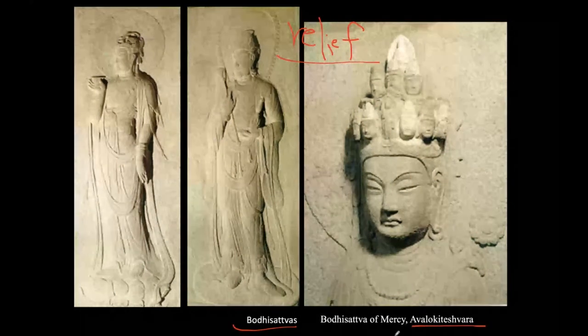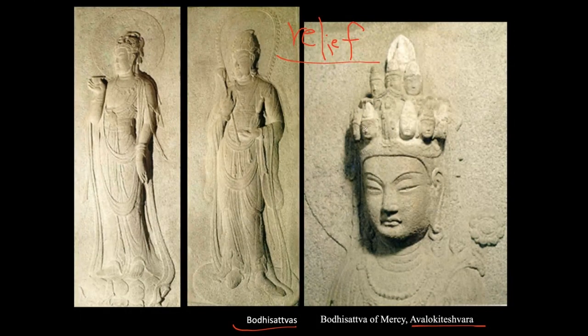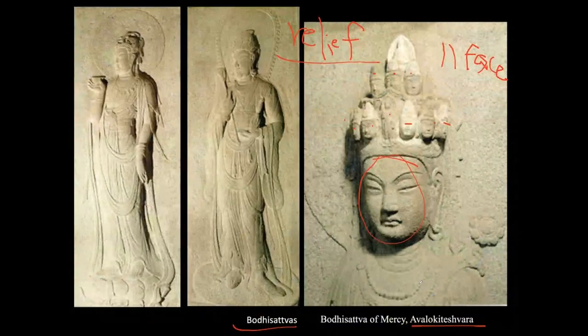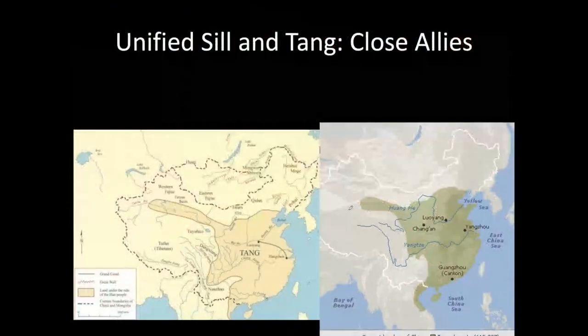Avalokiteshvara, Bodhisattva of mercy. But he, Bodhisattva, is a man, so it has 11 faces. So it is called 11-headed Avalokiteshvara. So how 11? You have 1, 2, 3, 4, 5, 6, 7, 8, 9, 10, and 11. So these are 11-headed Avalokiteshvara. And this is a new iconography, meaning it didn't exist before. So somehow they got this new iconography. And where did they get it?